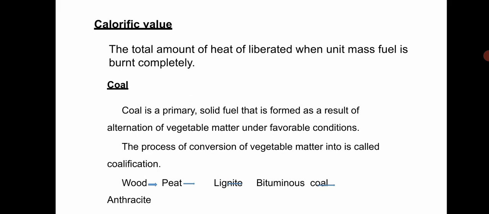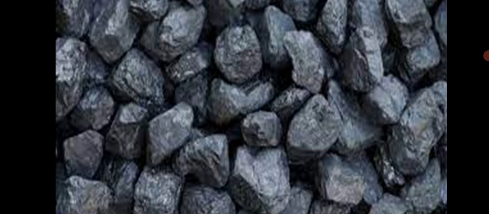Normally, wood is converted into anthracite. It takes millions of years. The wood is converted into peat, then peat attains the lignite state, then lignite is converted into bituminous coal, and finally it produces the high quality anthracite. So this is the structure of coal.